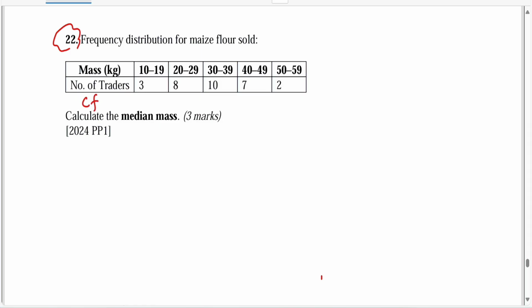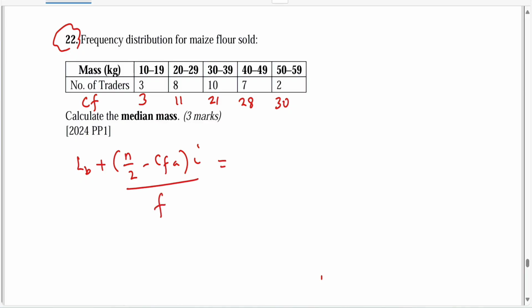So you draw CF. So you write 3. So you've been told to calculate the median mass. So this is 3 plus 8, 11 plus 10, 21, 28 and 30. Okay, median mass. And how do you calculate the median mass? Very easy. The same formula. Lower boundary plus n over 2 minus cumulative frequency above times i over f.